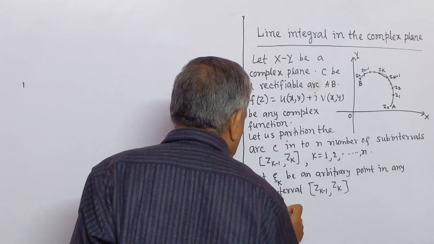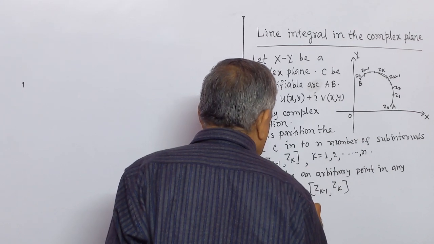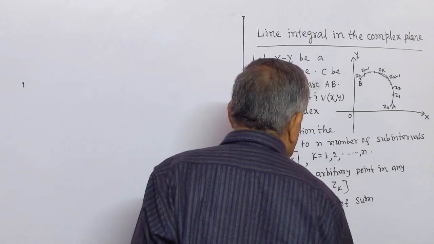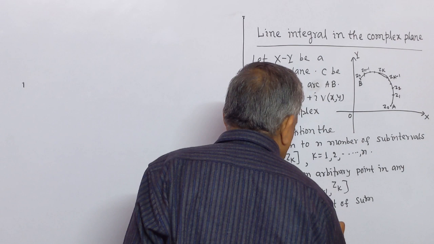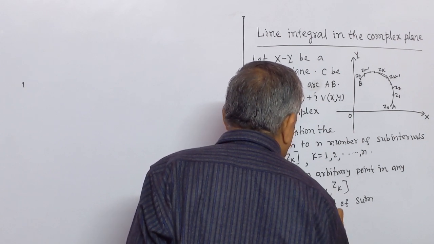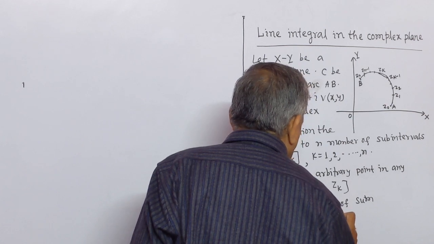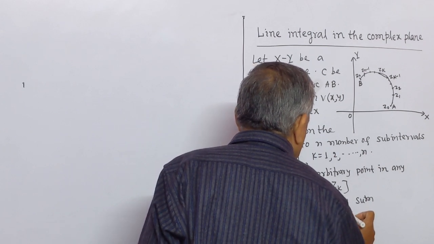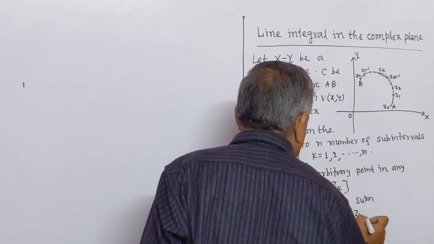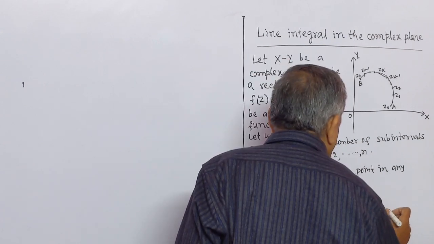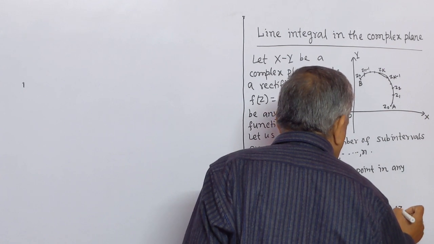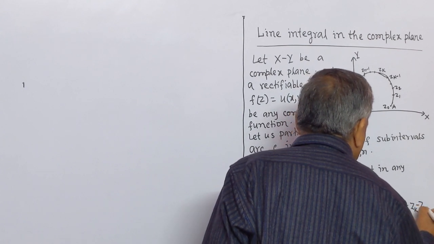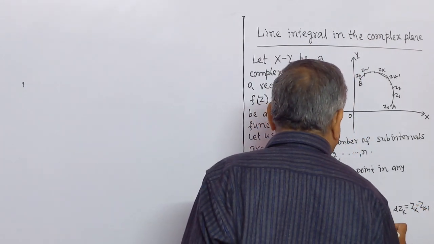Let us take the limit of the sum, sigma k equal to 1 to n, f(xi_k) delta z_k, where delta z_k equal to z_k minus z_{k-1}. Let this be number 1.